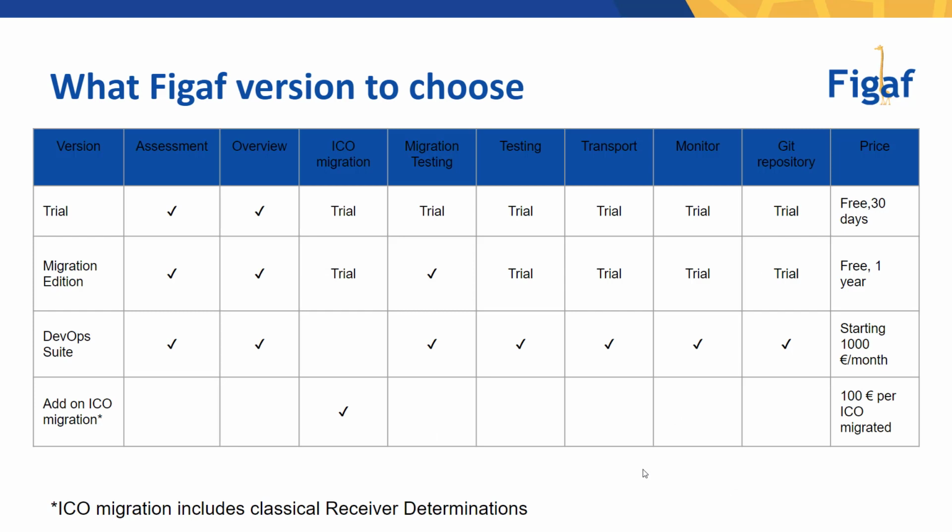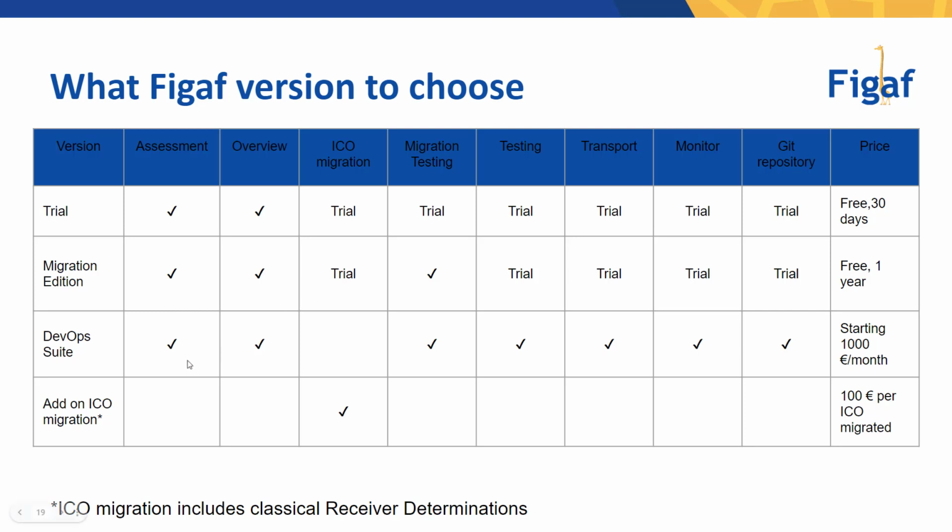If you want to know a little about the different versions that we do have, then we have our free trial. That's a 30-day trial that allows you to understand what the tool can do. Then we have our migration edition. This is a free edition that for 1 year allows you to create the assessment, have an overview of your integrations, and then it allows you to take a PI message and run it in CPI. There's a trial of the other ones for some period of time.